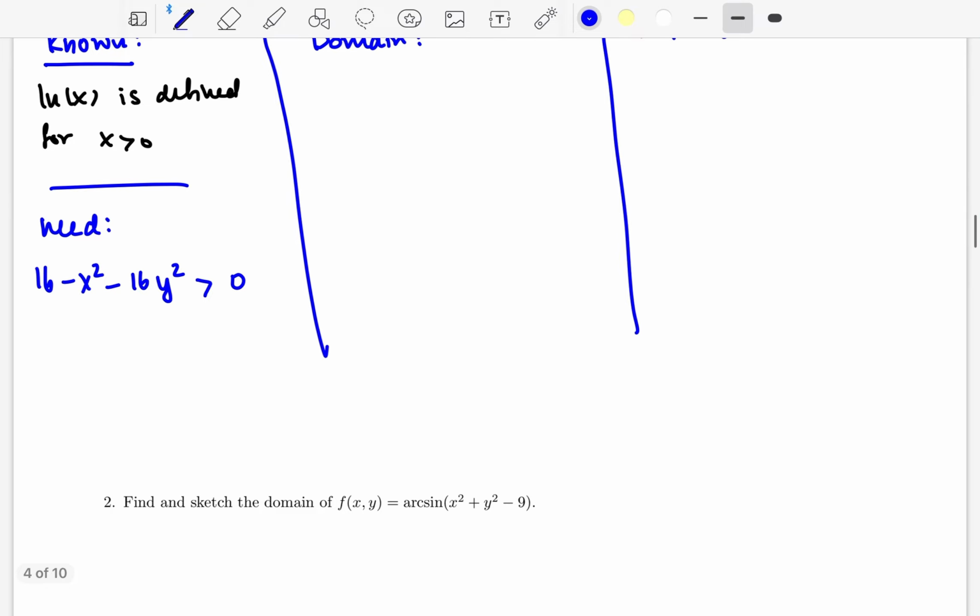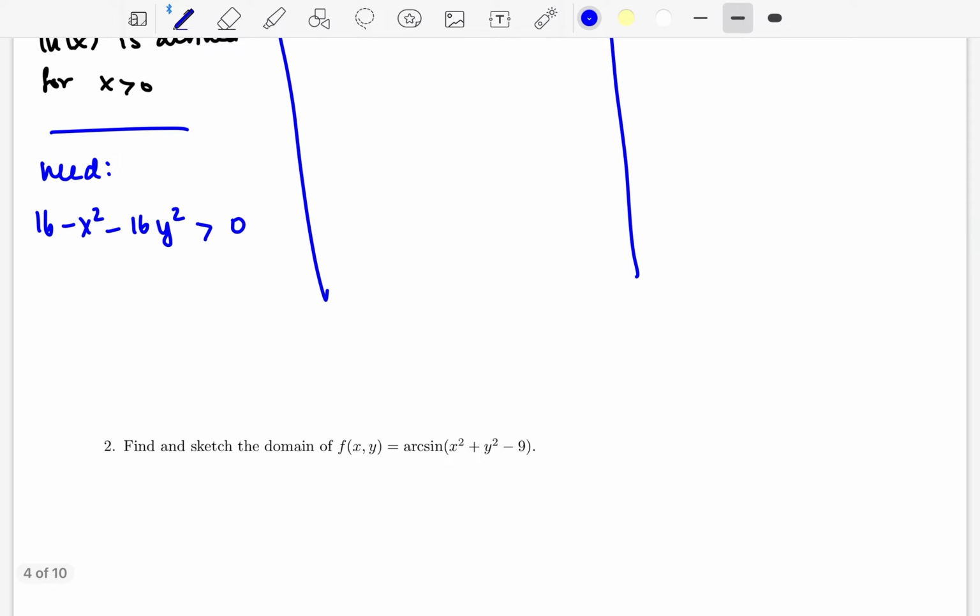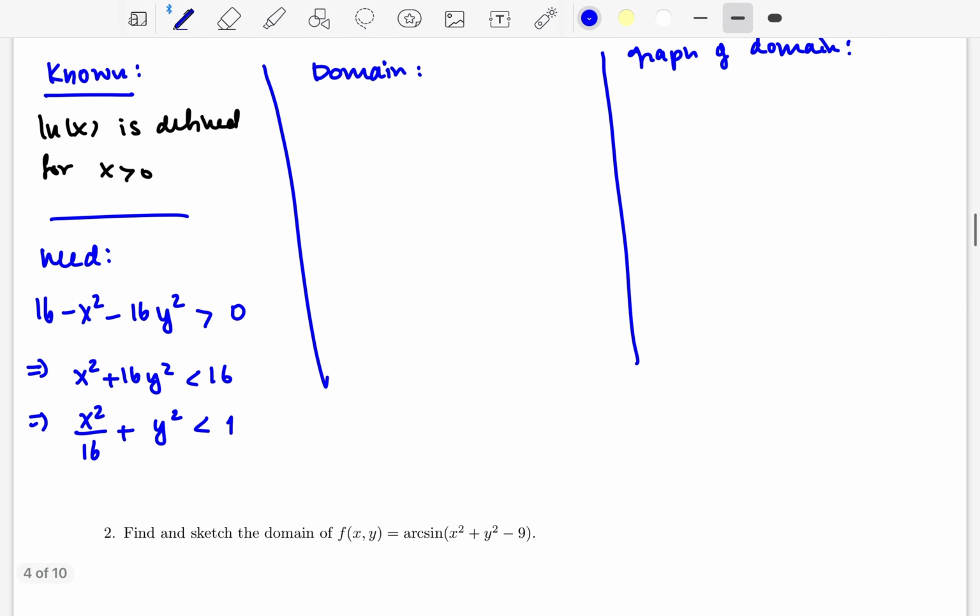Now it's starting to look like an ellipse, but let's see. Let me move the 16 to the other side, which is the same as moving x squared minus 16y squared to the other side and flipping the sign. So I get x squared plus 16y squared less than 16. I divide everything by 16 and I get x squared divided by 16 plus y squared is less than 1. Okay, so that's what we need.